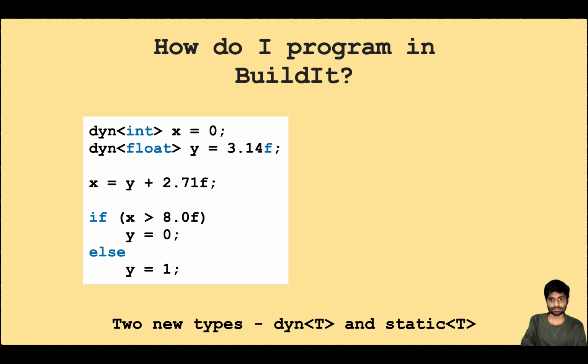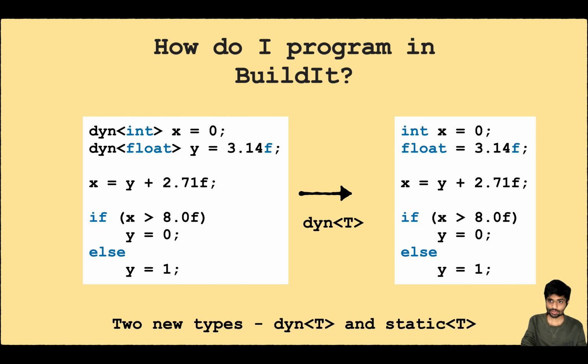The dynamic type is used to declare variables and expressions that are to be evaluated in the second stage. Any expression written using these types will produce the same expression in the second stage source code. This also applies to control flow constructs like if then else and loops.